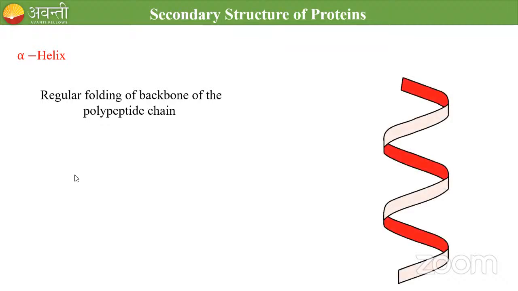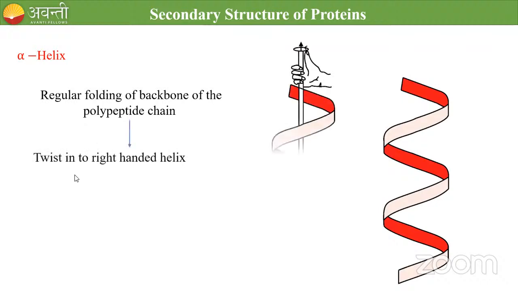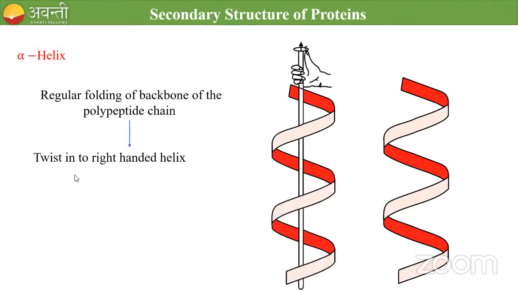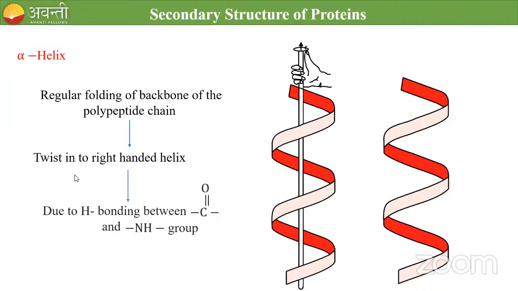So this is the polypeptide chain, and it is twisted into a right-handed helix. If you see here, it is twisted into a right-handed helix. And how is it existing like this? It is existing like this because of the hydrogen bonding between the CO group of the carboxylic acid and the NH group of the amine. Okay, I will show you.